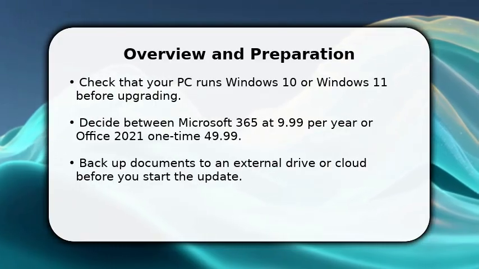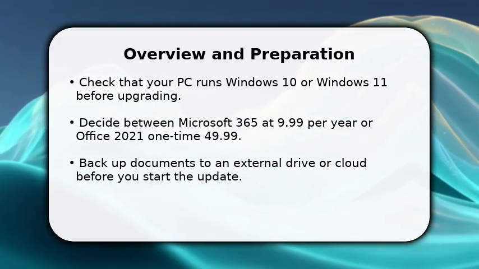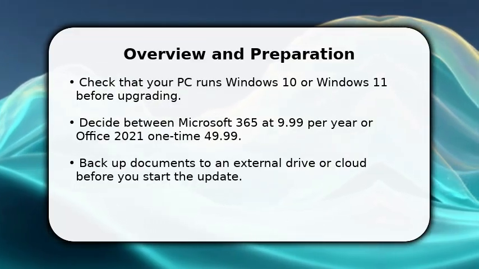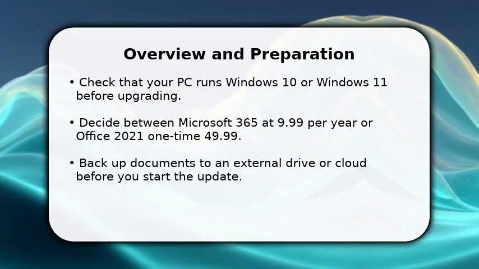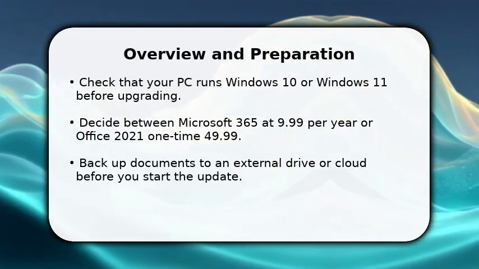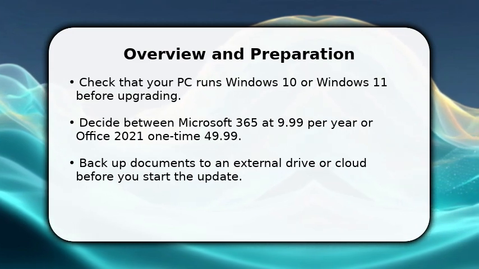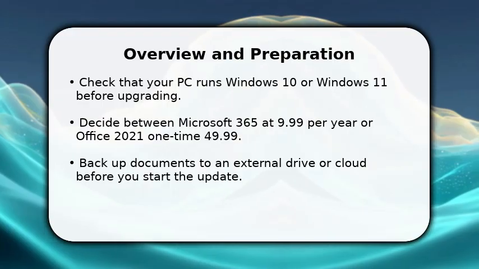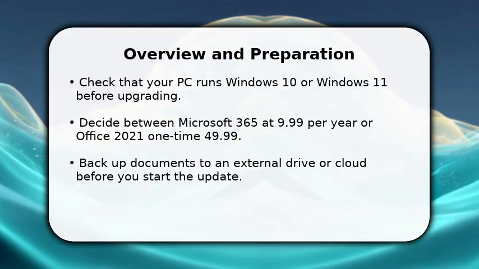Next, decide between Microsoft 365 at $9.99 per year versus Office 2021 one-time $49.99. Back up your documents to an external drive or cloud storage before you start. Verify you have at least 10 GB free disk space for the installer. Keep your Microsoft account credentials ready to sign in.